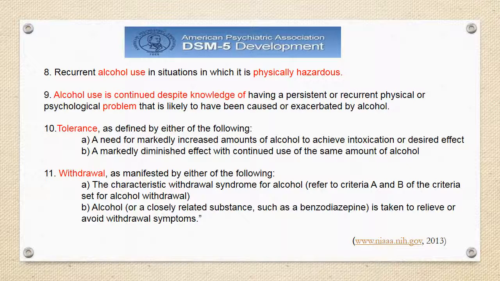Number 9 indicates that alcohol use is continued despite recurrent physical or psychological problems that are exacerbated by alcohol. Number 10 is a tolerance is developed for alcohol. A person may need to drink more and more and more in order to even feel the effects that they're trying to reach from alcohol. And lastly, they list withdrawal, which can be physical withdrawal from alcohol.